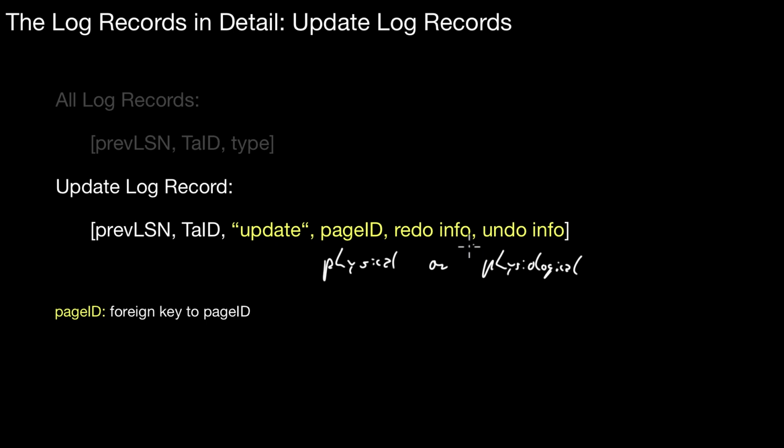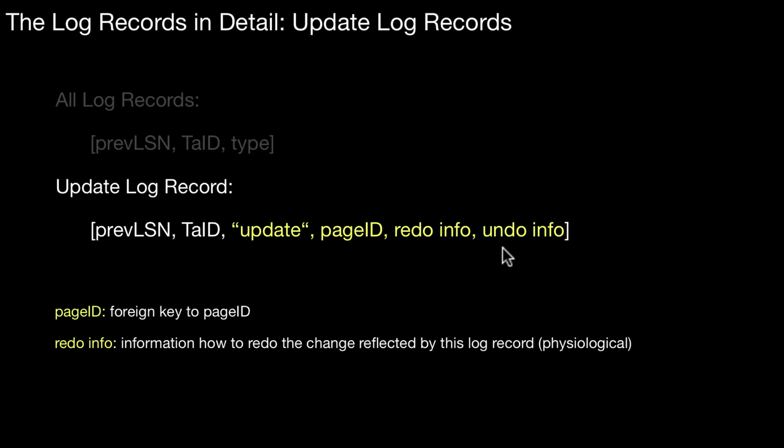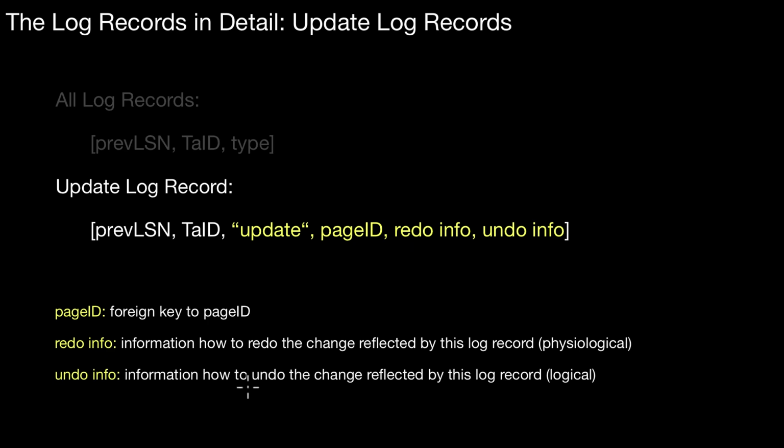We have redo information and undo information. The redo information is information about how to redo the change reflected by this log record. So what needs to be done in the store in order to apply this change again? That is reflected in the redo information. And of course, undo is the inverse. In undo, we keep the information on how to undo the change reflected by this log record. Then the question is, what type of information is kept here? Depending on whether it's physical, physiological, or logical logging, you can do different things.